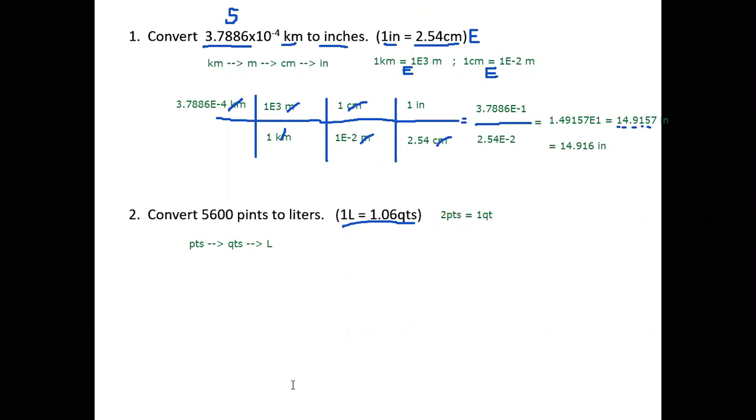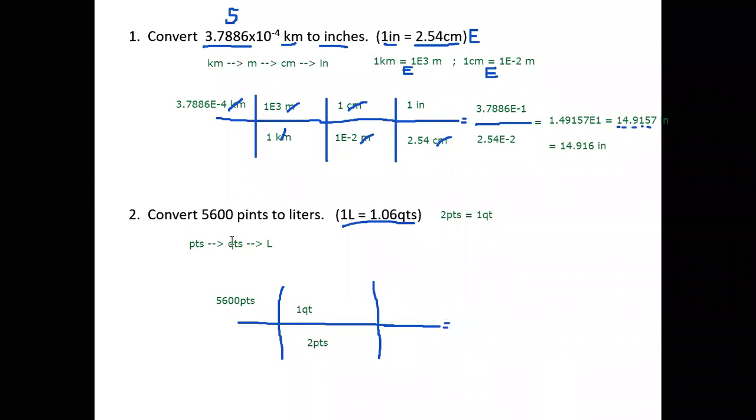Now we can set up our train track. And so we're starting with 5,600 pints. So the first step in our first train track, we're going to go from pints to quarts. So since pints is on top to the left of this train track we're currently in, it's going to go on the bottom, and quarts is going to go on top.